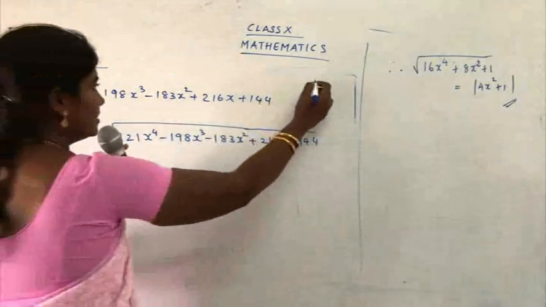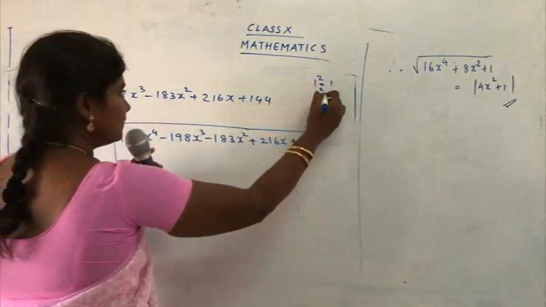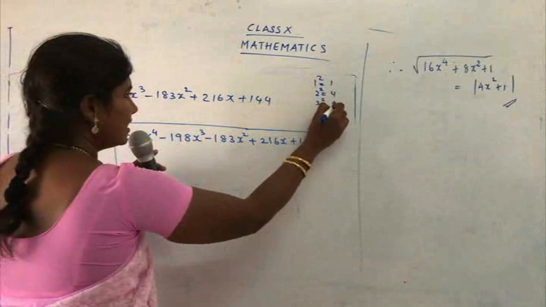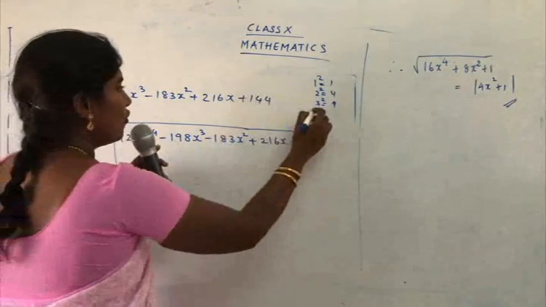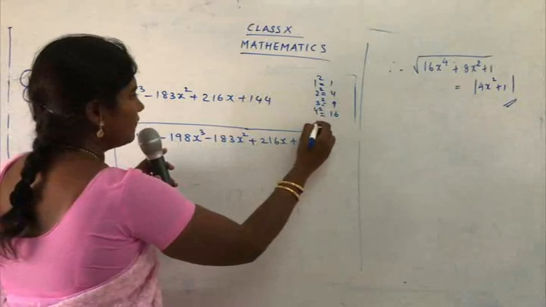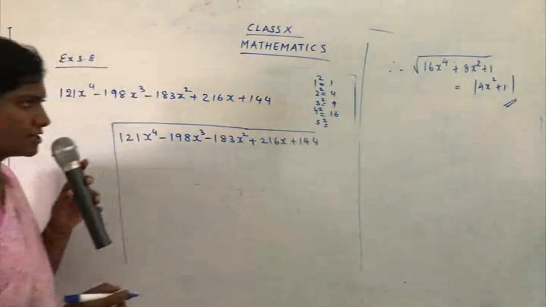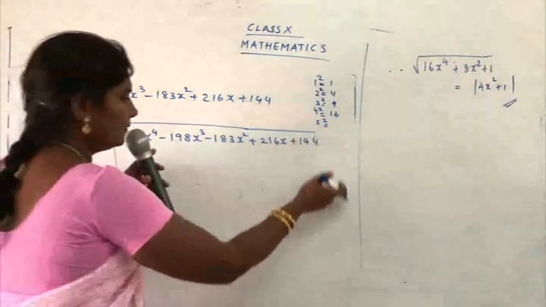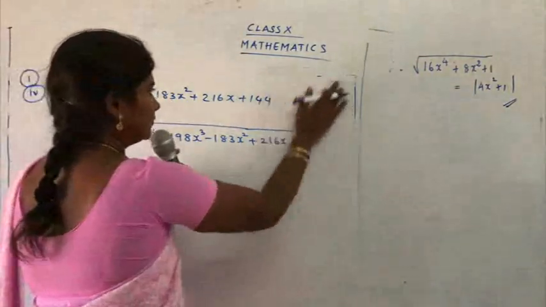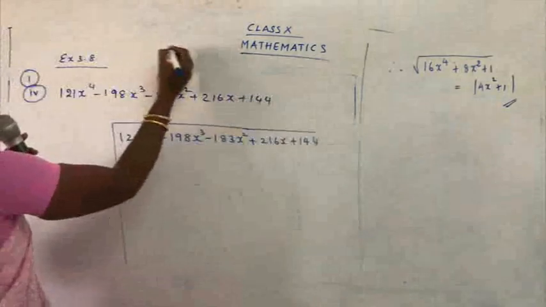So 1 square is 1, 2 square is 4, 3 square is 9. How is 3 square? It's not 3 into 2. 3 3s are 9, 4 4s are 16, 5 5s are 25, 6 6s are 36. Similarly, you have to just study till 30. So that would be your homework. I'm just writing over here.